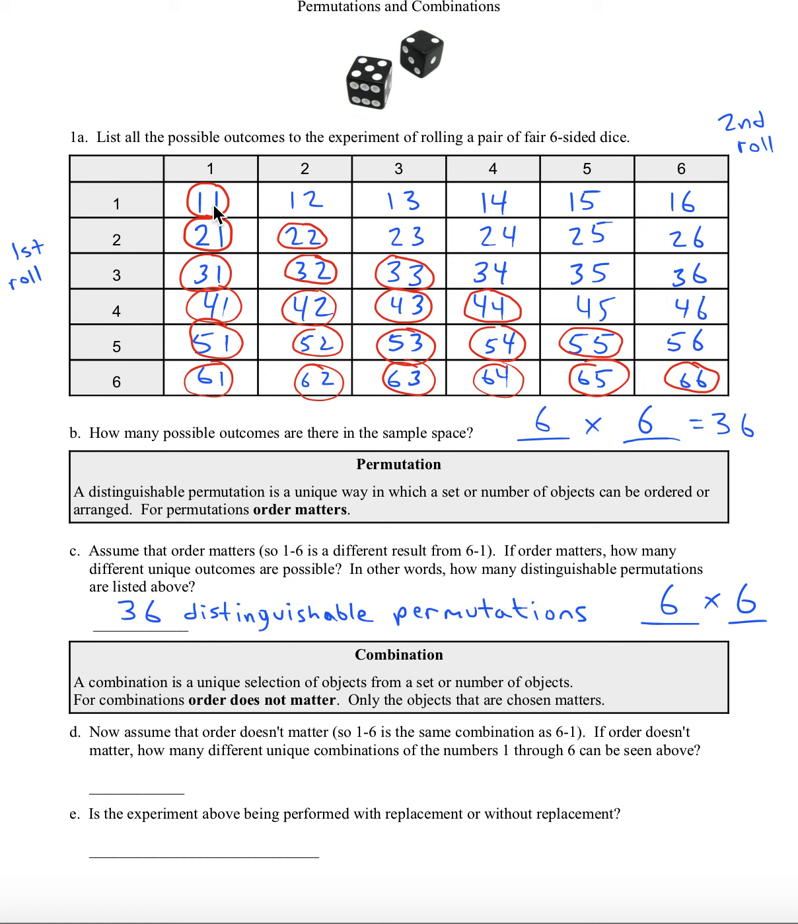Now let's count them up. 1, 2, 3, 4, 5, 6, 7, 8, 9, 10, 11, 12, 13, 14, 15, 16, 17, 18, 19, 20, 21. There's 21 unique combinations.